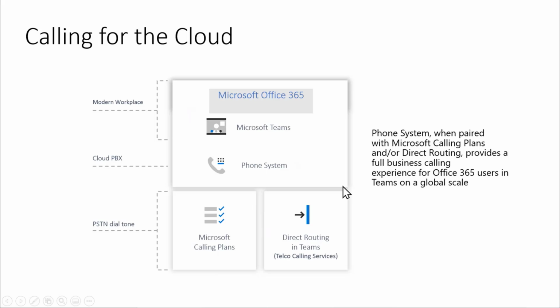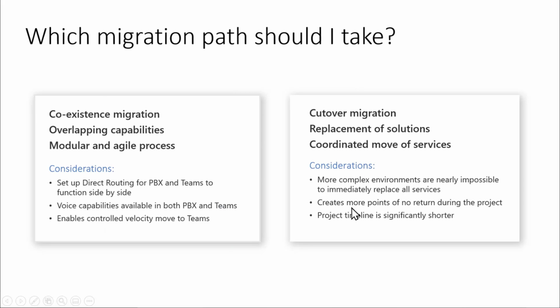Okay, so once we've figured out our phone system, we're going to do either calling plans or direct routing, we've made our decision. What we need to think about is how we are going to migrate. So which migration path should I take? There's a couple of options that you have.